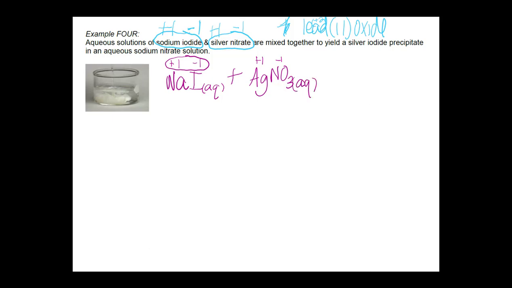And then it says that they are mixed together to yield, so that's our arrow, a silver iodide precipitate. Okay, so silver iodide, that's +1, -1, and that's a solid precipitate. So we denote that with an (s) in an aqueous sodium nitrate solution. Sodium nitrate (aq). That's a +1 and a -1, so that's already balanced as is.